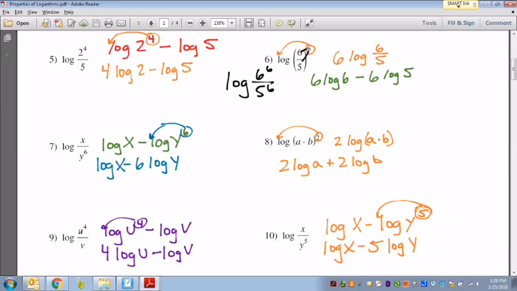Okay, so that's just the basics of the properties of logarithms. Mainly, if I'm multiplying, I add 2 logarithms. If I'm dividing in one single logarithm, I can separate them and subtract 2 logarithms. And whenever I have an exponent, it can be moved to the front of the logarithm. So that's the basic properties of how to expand logarithms.